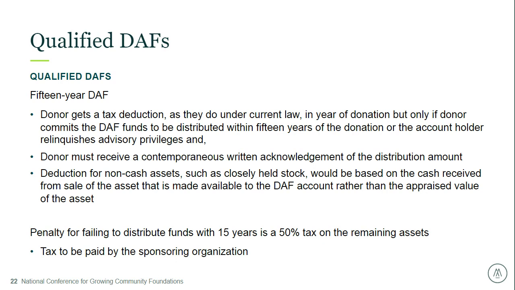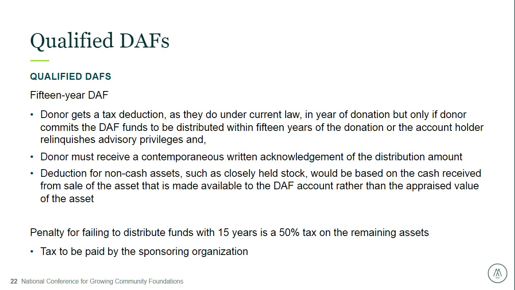So in order to meet that requirement, you have to have the name of the donor. You have to have a certification that the asset was sold for cash and the amount of cash received in the sale. Certification that the qualifying distribution had been made from those contributions or proceeds of the sale. And then acknowledgement is contemporaneous if the sponsoring organization provides it within 30 days roughly of the donation. There's a few other rules about that. But very specific contemporaneous written acknowledgement that needs to be provided to the donor.